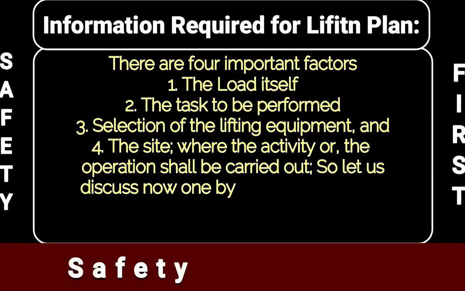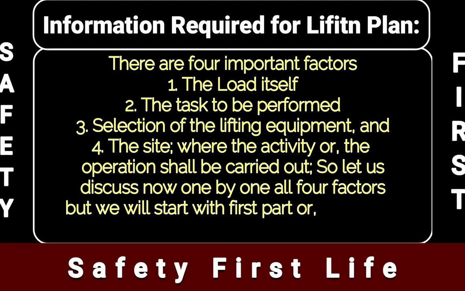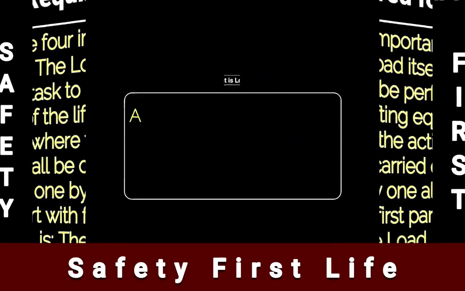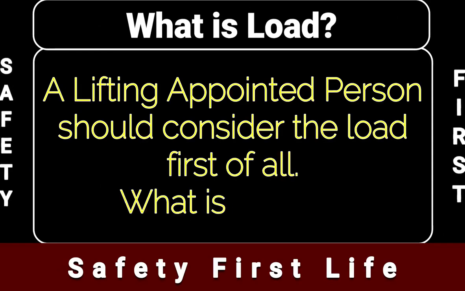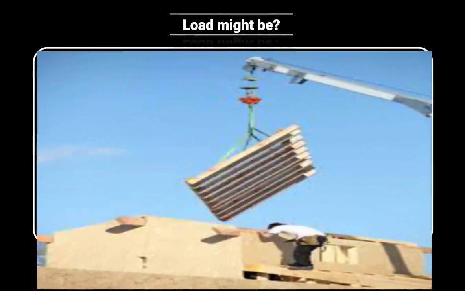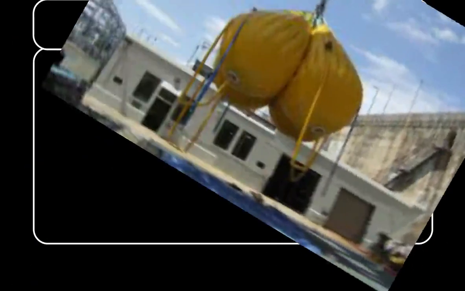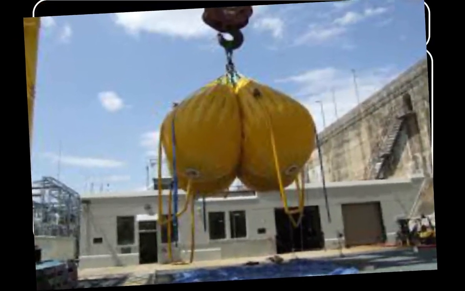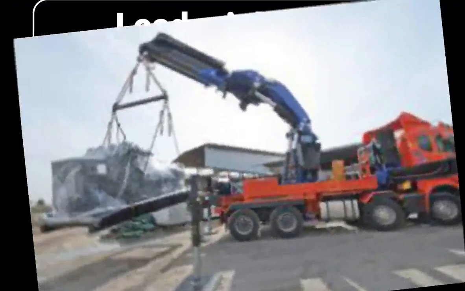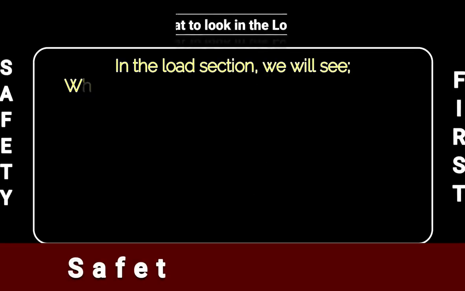So let us discuss now, one by one, all four parts, and we'll start with the first part of the lifting plan, that is about the load. A lifting appointed person should consider the load first of all. What is a load? A load might be an item, any construction material, any pallet, equipment, machine, pump, motor, scaffolding, shuttering, steel bundle, whatever we are going to shift from one place to another with the help of the crane. That is called a load.